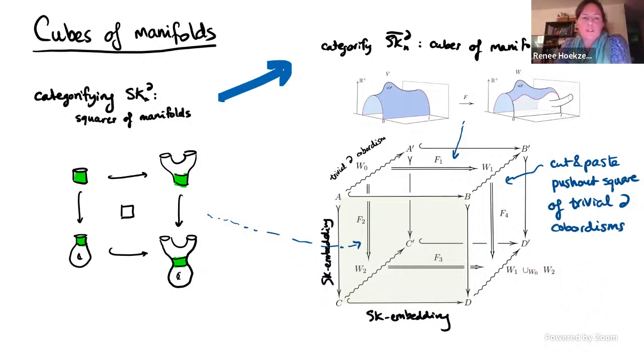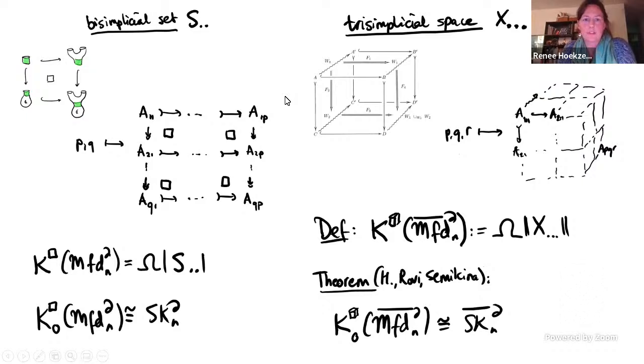Whereas in the categorification of SK boundary I had used squares of manifolds, I'm now going to use cubes of manifolds. These cubes are going to have, on the front and back face, a cut and paste square as before. And then inward, I'm going to have trivial boundary cobordisms. In the middle, I'm going to have a cut and paste square, a push-out square, of trivial boundary cobordisms. Okay, so this was brief. I'm going to go through the definition in a bit more detail later, just to already say what the result is.